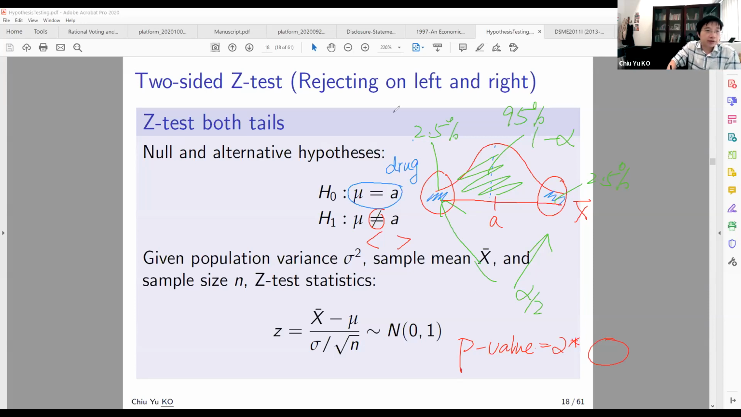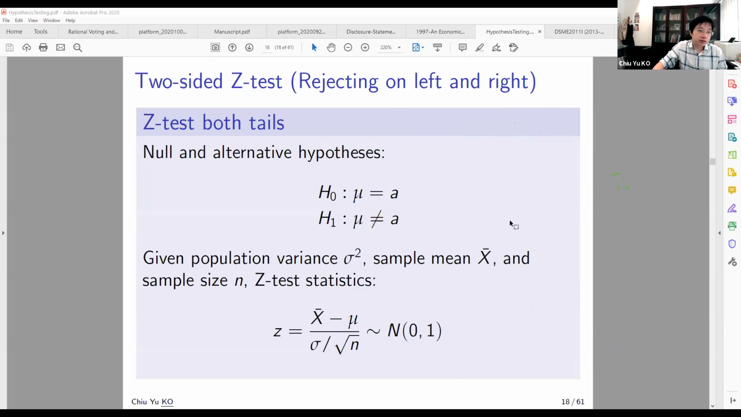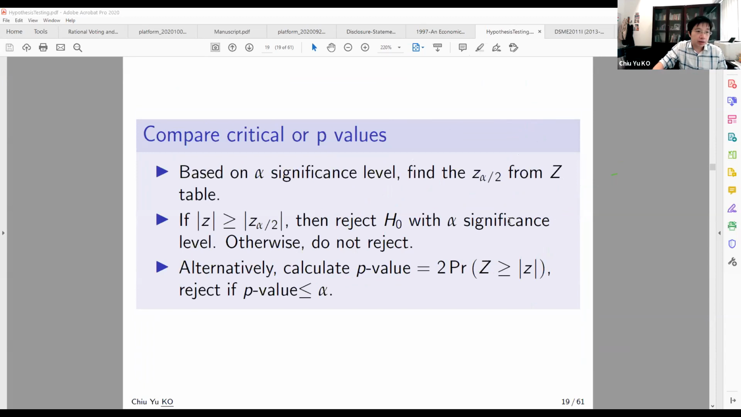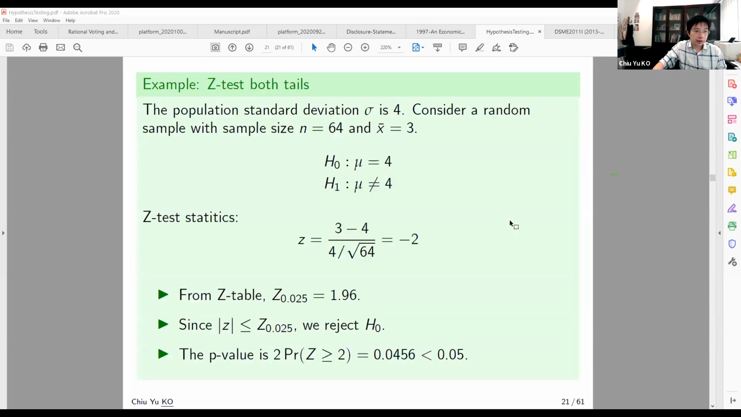It's 2 times the area. So suppose you figure out this is the area, you take 2 times that area, okay? That is something by definition. There's no reason why the p-value is defined that way, but this is the way we handle the subject, okay?